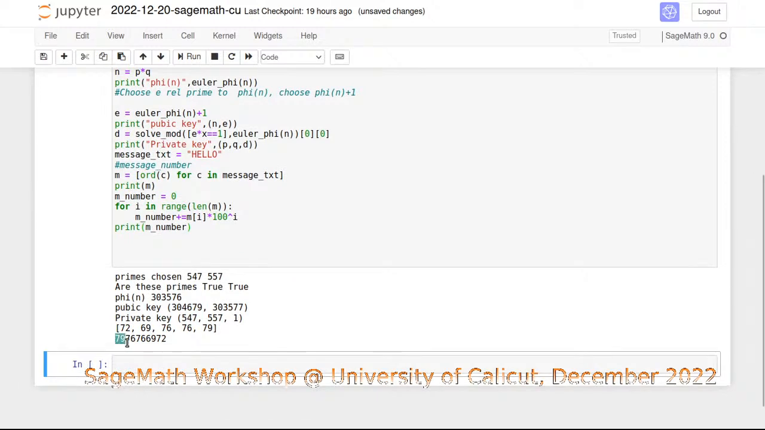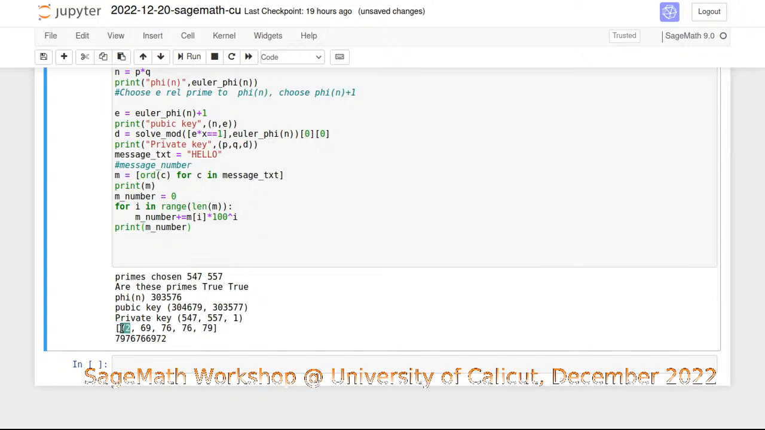So what I did here, 72 I multiplied with 100, 69 I multiplied with 100, and 72 multiplied with what? This is the first element, so 100 to the power 0, just 1, that's why it's coming here. 69 I multiplied with 100, that's why it's coming like this. So I would have actually reversed this order instead.